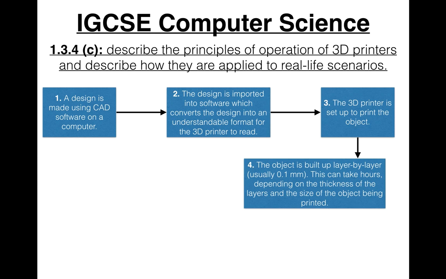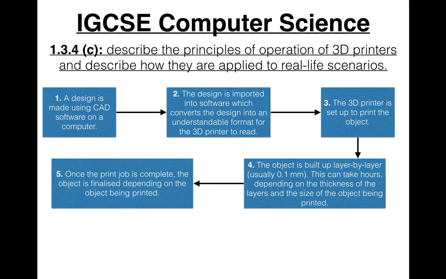here's a 3D printer. And finally, once the print job is complete, the object is finalized, depending on the object being printed. When we say finalized, we kind of mean finished off. So like excess material removed, like cutting unused material from the object, basically finishing it off to make it look better. This can take quite a while as well.